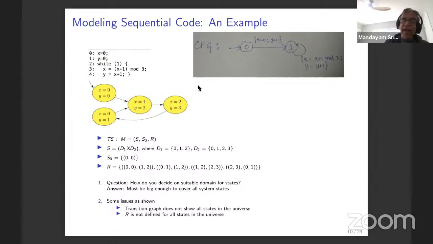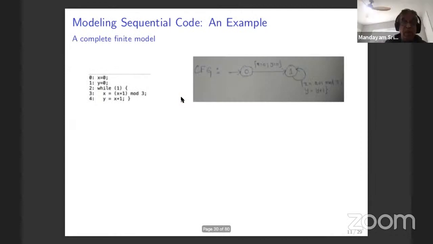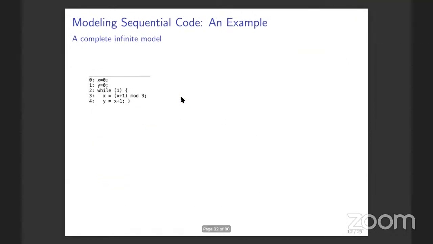I'm assuming if I choose D1 and D2 to be NAT, then there are other states that are not shown here. Am I right? Yes, sir. But that is not in some sense relevant, because they're not reachable, but you won't know that in advance.